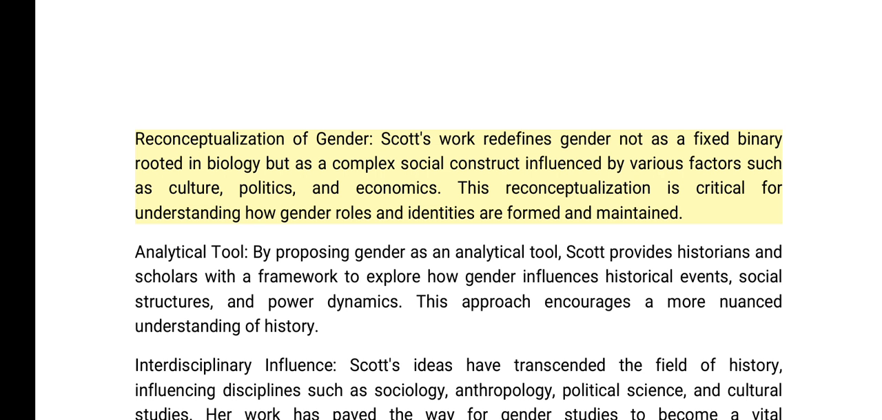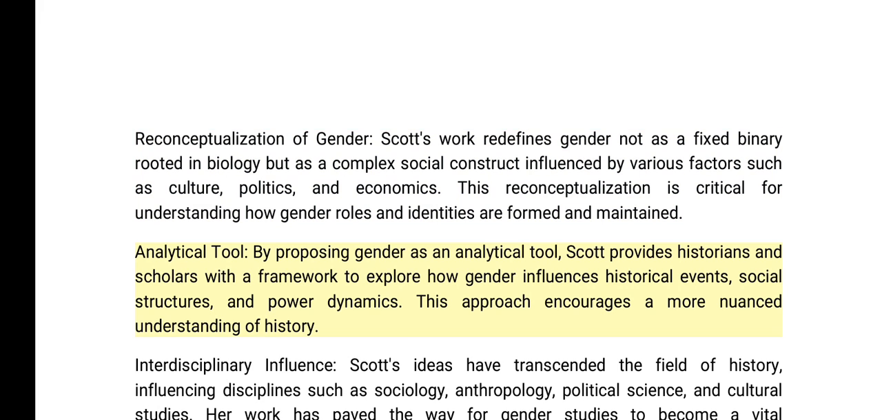Reconceptualization of gender. Scott's work redefines gender not as a fixed binary rooted in biology but as a complex social construct influenced by various factors such as culture, politics, and economics. This reconceptualization is critical for understanding how gender roles and identities are formed and maintained.